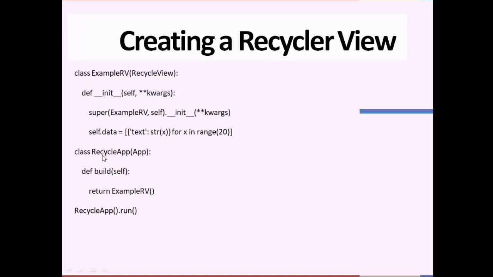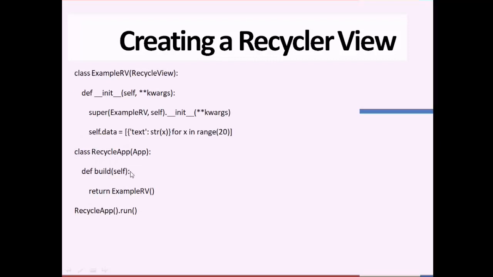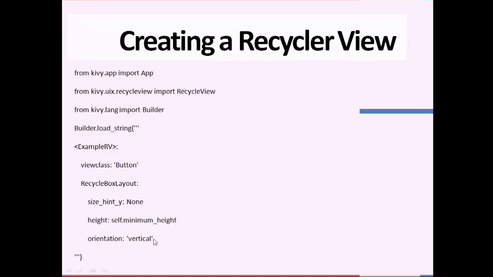And last but not the least, in the last class, which is the second class, we are going to run the app by calling RecycleApp().run(). What will happen? This will come over here and return the example RV, which is this example RV, and it will use this statement example RV for printing the properties, which is going to print the button and it will set the height and the RecycleView will be in the vertical position.